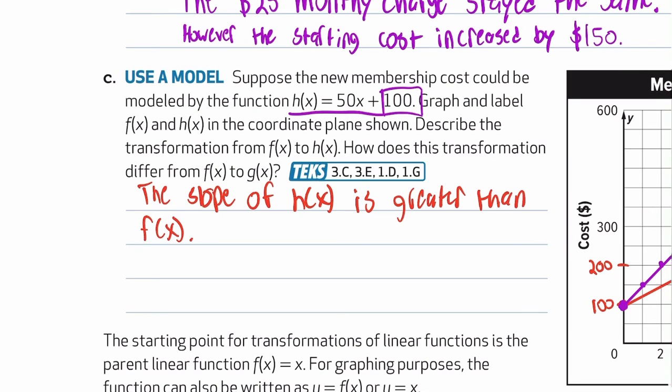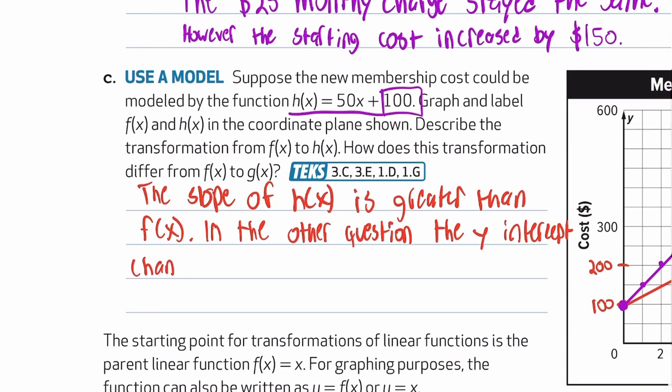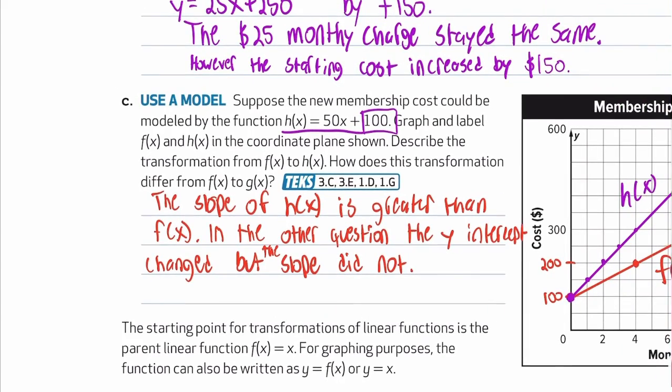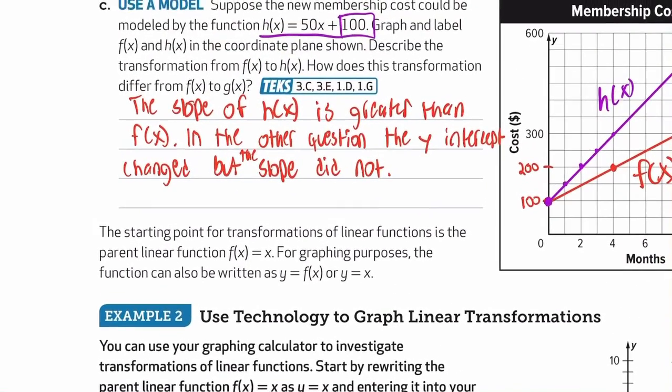Then the second question, how does this transformation differ from f of x to g of x? The y-intercept changed, but the slope didn't. And that's how these are different now.